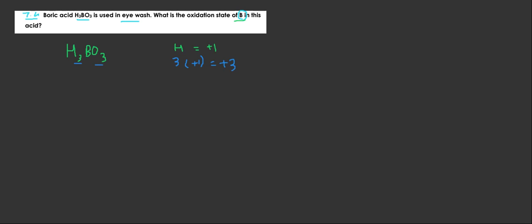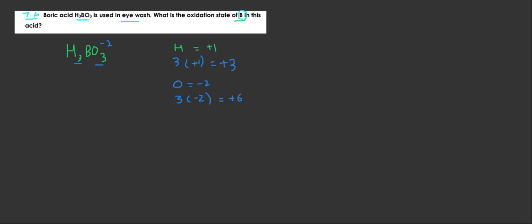Oxygen, you have 3 oxygen atoms, and oxygen is not making peroxides or difluorides, so it has -2 charge. So there are 3 oxygen atoms. For one oxygen atom, the charge would be -2. Since there are 3 oxygen atoms, 3 multiplied by -2, what you will get? You will get -6. Now for boron, you have to find out the oxidation state.